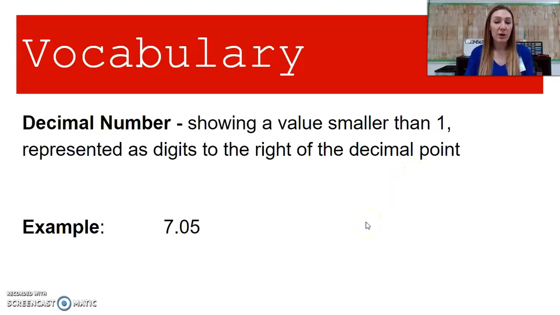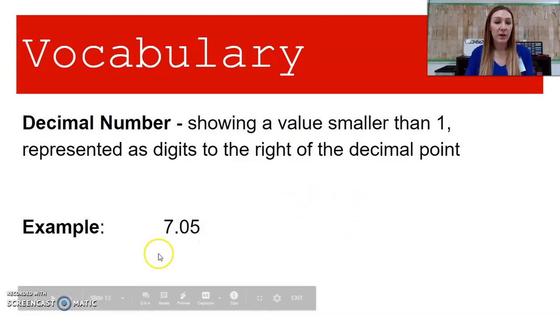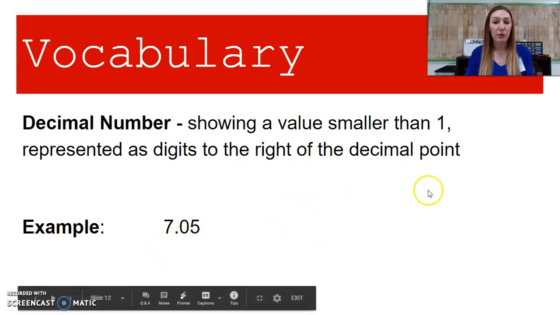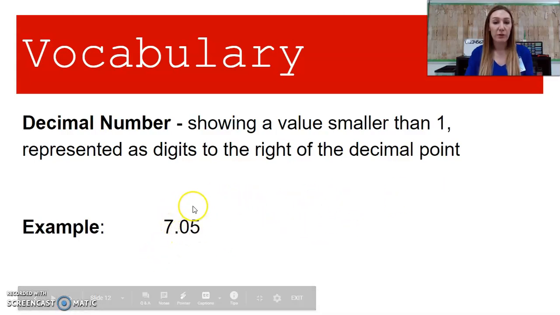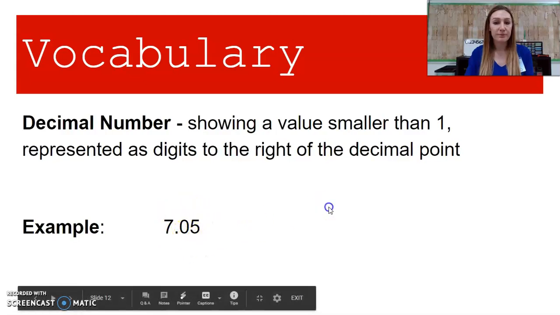A decimal number is showing you a value that is smaller than one whole. It's represented as digits to the right of the decimal point. For example, 7.05. So 0.05 would be our decimal.